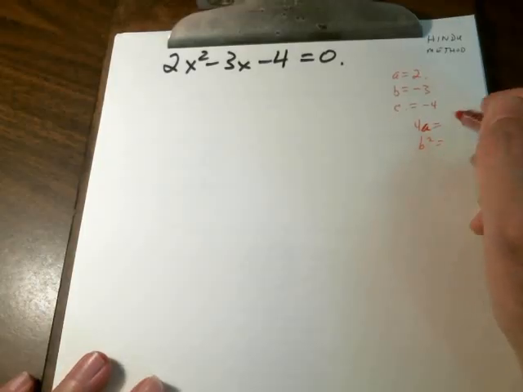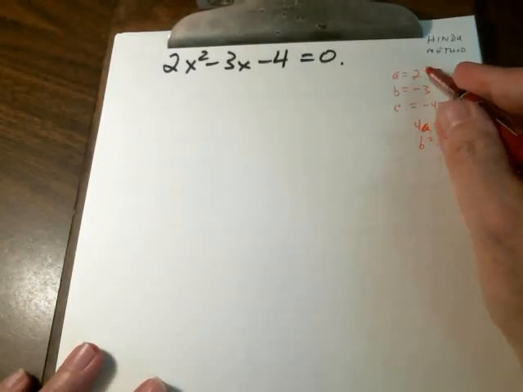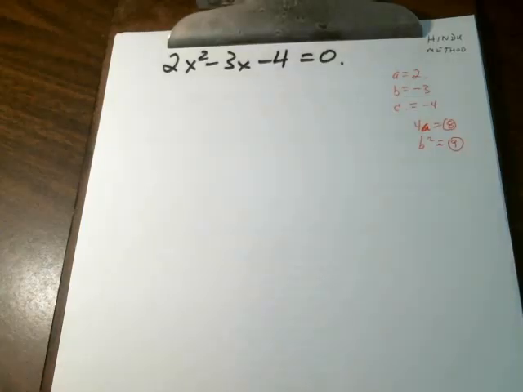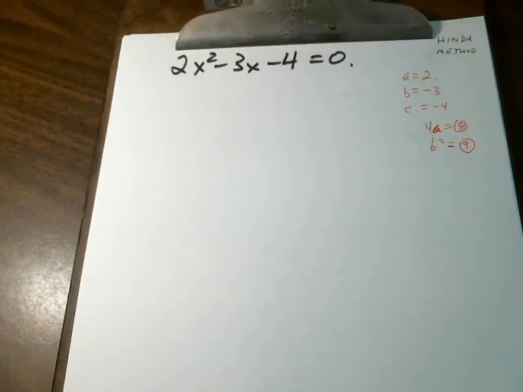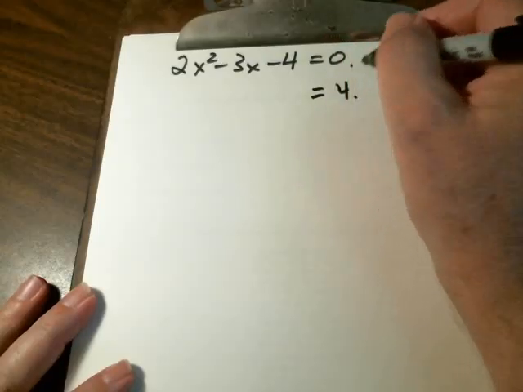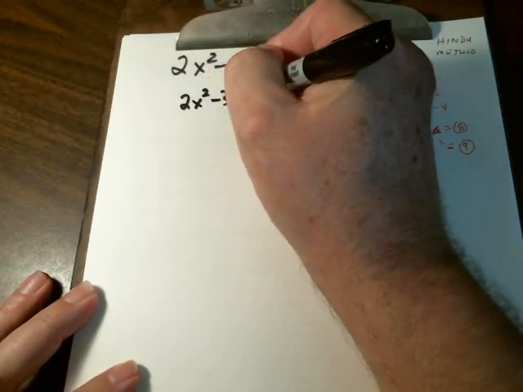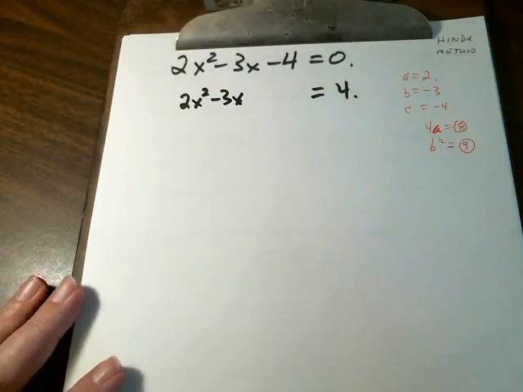4a is 4 times 2, so 8. B squared is negative 3 squared, which gives us 9. We're going to need those numbers in a minute. Next step is to transpose the 4. The 4 comes over to the right side. The left side stays the same, but adding a little bit of space there.